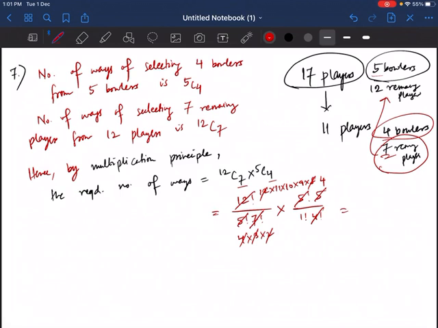So how much we are getting is 11 into 10 into 9 into 4. This is what we're getting. So basically, 4 nines are 36. 36 into 11 is 396. So we are getting 3960. This is my answer, 3960.